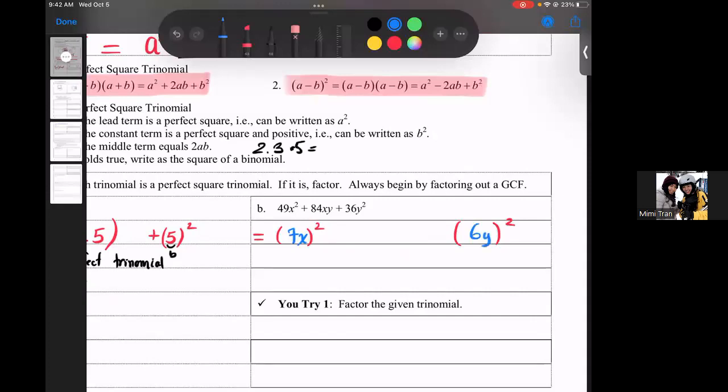So the one in blue is A and B, right? Plus or minus 2? Plus, right? Because they're all plus. The last one is always positive. A is 7x and B is 6y. And you can check, right? 2 times 7 is 14, 14 times 6 is 84. So yes, it checks. So yes, it is a perfect square trinomial.